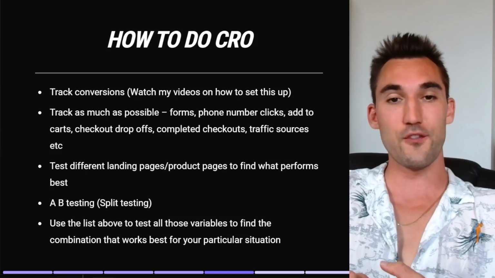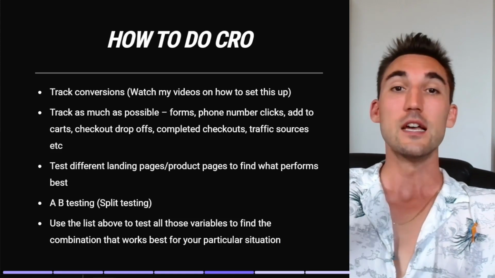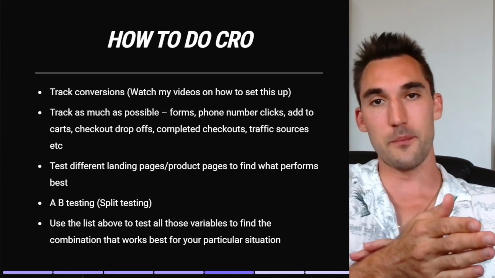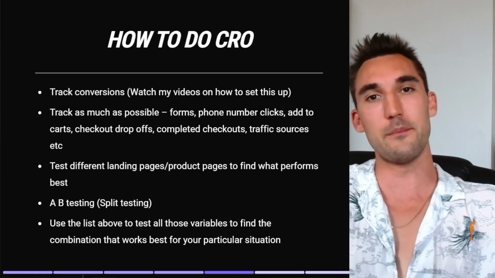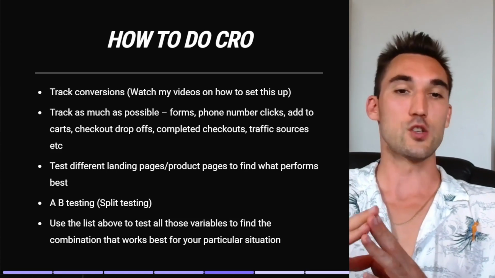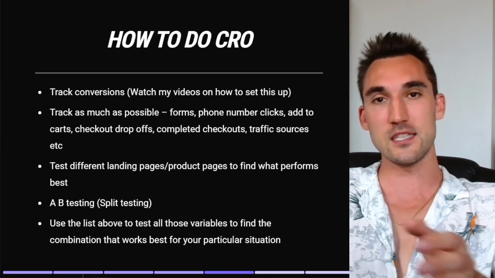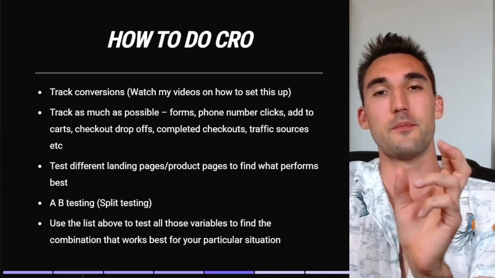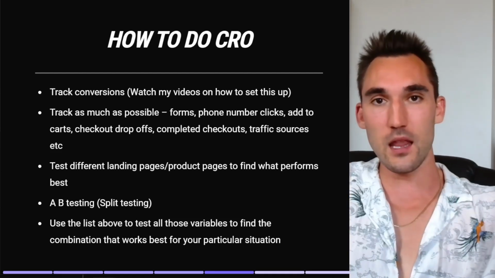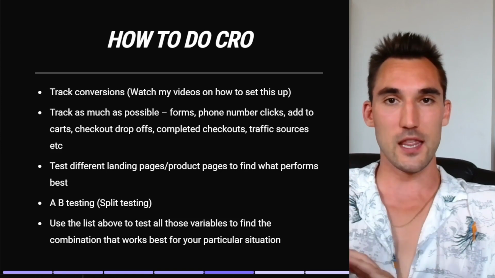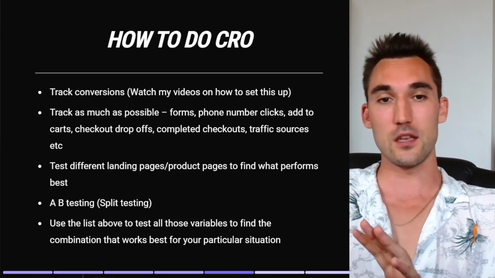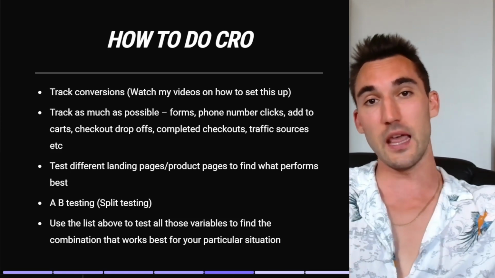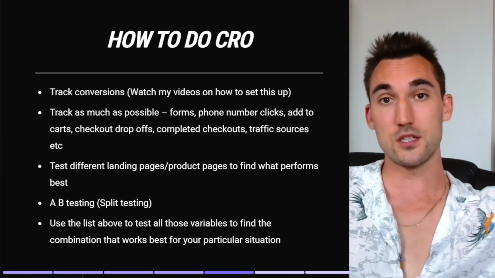You also want to test different landing pages and/or product pages to find what performs best. So for instance, if you're running ads and you're sending them to a page, you want to test different variations of that page to see which one performs best. What you would want to do is some form of A/B testing, otherwise known as split testing, which would be, let's say, two pages that look very similar but have a different color button or a different headline, different pictures, a different layout, because all these things will impact the conversion rate. And so you'll find the one that works better for your particular use case, and then you can make variations of that to further increase it.